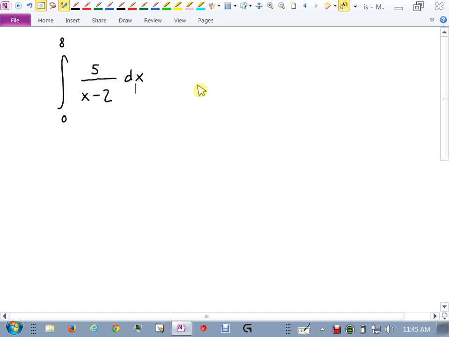You wish that's the way it was. Because where's their discontinuity? At 2, right? It's discontinuous at 2. And 2 is between 0 and 8. So if I were to draw a number line right now, I'm looking between 0 and 8. At 0 and 8, I'm good to go, right? But at 2, I have a discontinuity. Right? You're discontinuous at 2.